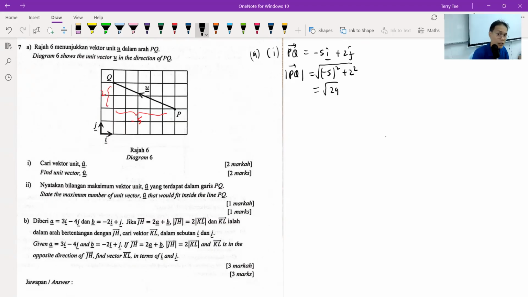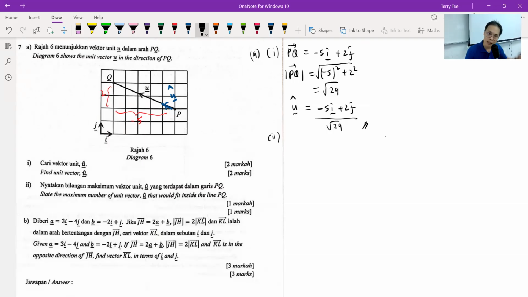So we have 5 point something units here, but I only want 1 unit going in this direction. To find 1 unit going in this direction, I just have to take this vector PQ and divide by the total magnitude, square root of 29. So we write û with a cap, the notation for a unit vector. We take vector PQ, -5i + 2j, divided by square root of 29. There you go. That's your unit vector in the direction of PQ.